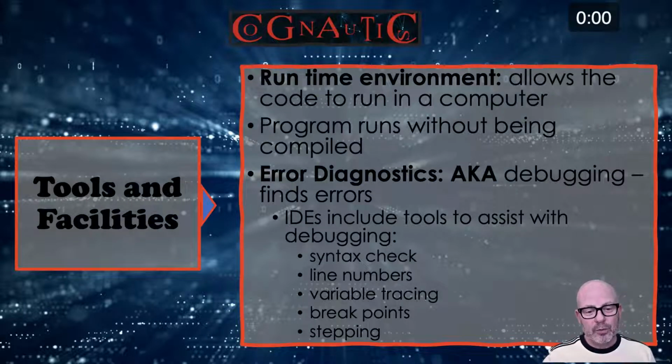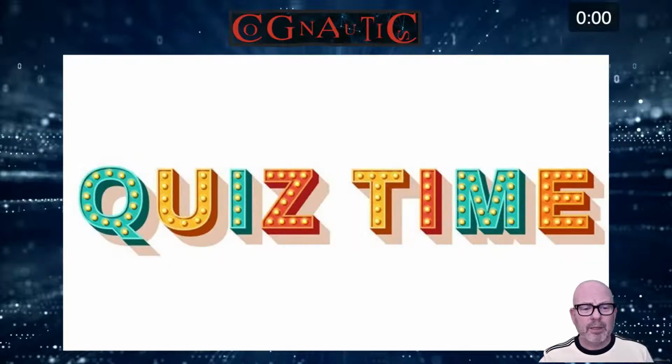So these are some more tools that you've got. You've got syntax checking, which is sort of a spell check, but obviously the syntax in terms of the code in which you're writing, whether it's C, whether it's Python, whether it's Java. Line numbers, which is always helpful, otherwise you don't know where your errors are. Variable tracing, so you can trace your variables across the program. Breakpoints and stepping.